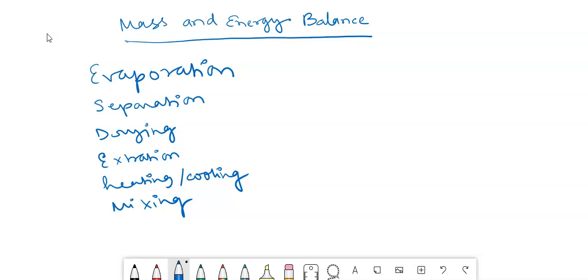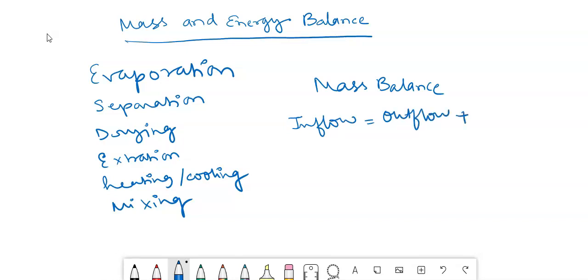So, material balance or mass balance is based on the principle that matter can neither be created nor destroyed. Thus, in any process, a mass balance can be written as inflow is equal to outflow plus accumulation.